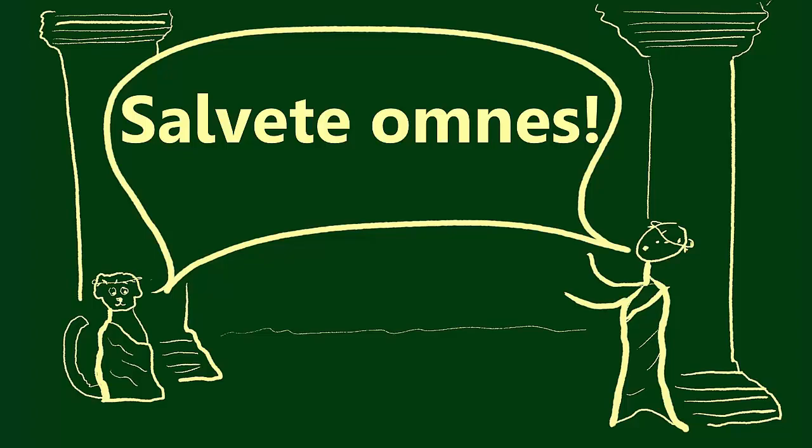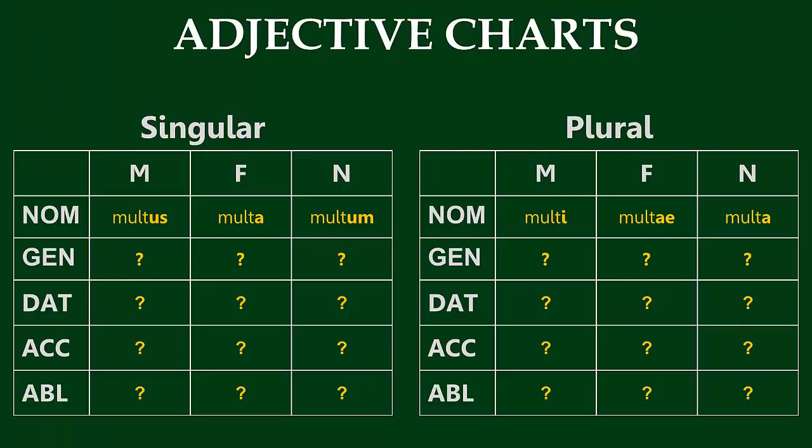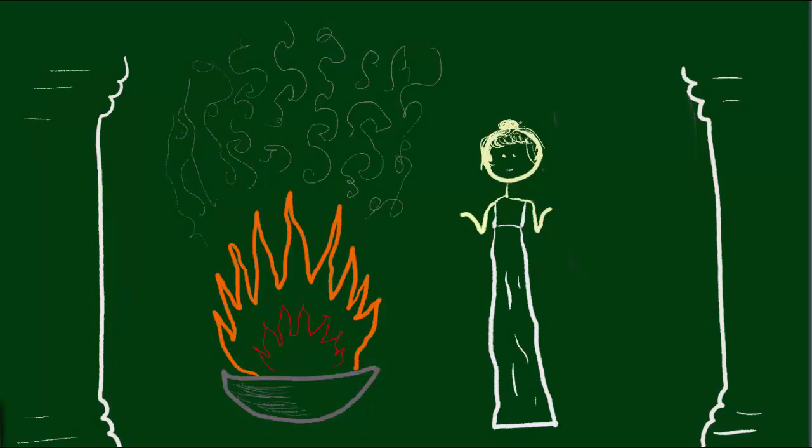Salvete omnes! After the last video, you had the opportunity to try to figure out the correct forms of first, second declension adjectives. So how did it go? All right. If you got all the forms correct, that's great. But if you were a little bit confused, that's fine too. We're going to go through the chart together right now.